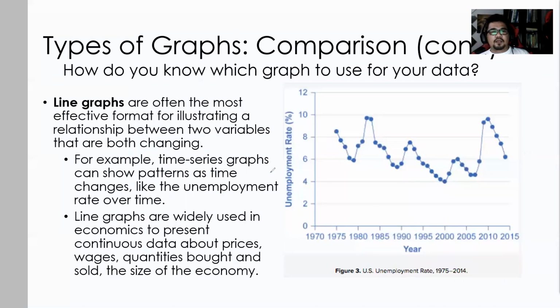A line graph, on the other hand, is a more often effective format in illustrating the relationship between two variables. For example, in a time series, it can show patterns of changes like the unemployment rate over time. Line graphs are also widely used in economics to present continuous data, let's say about price, wages, quantities bought and sold, and the size of the economy. So, that's it.